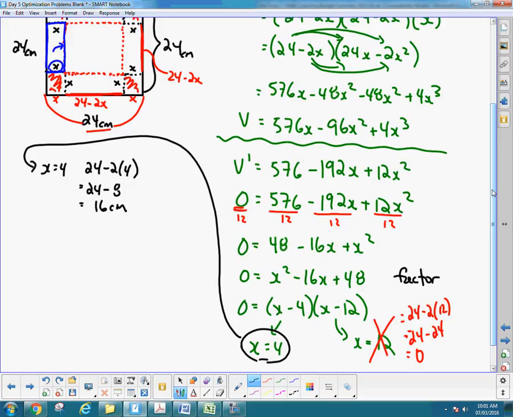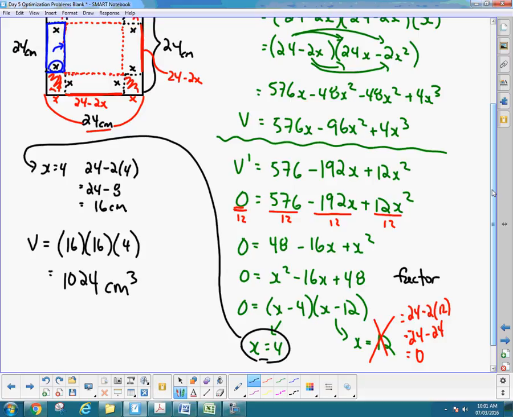So now the volume is going to be length of 16. Of course, the width is also going to be 16. And our height is 4. And that works out to 1,024 centimeters cubed is the maximum volume of this box. You could try it if you wanted. You could cut out 5 centimeters and do the math to see if that would be less.